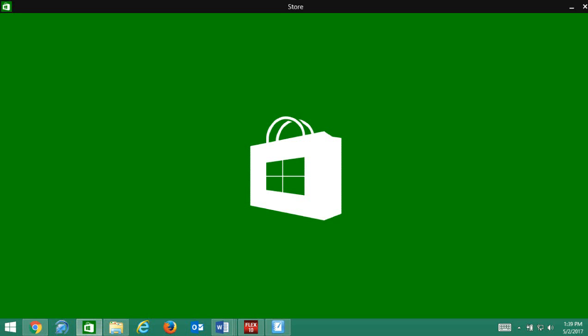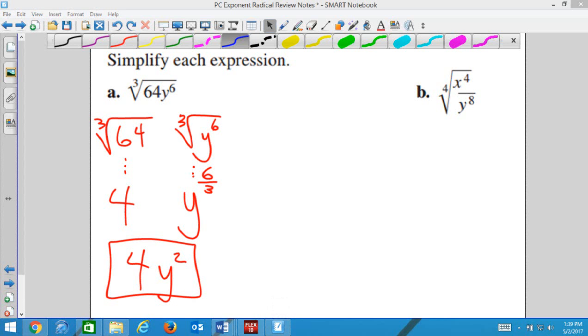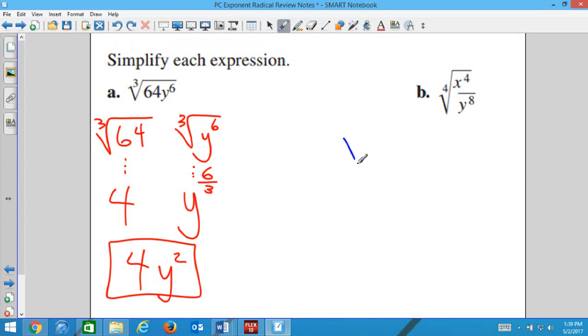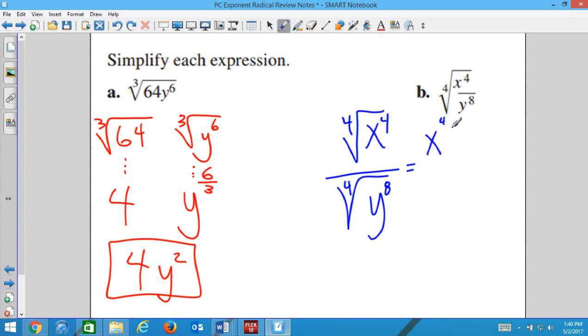Next example, we've got the 4th root of x to the 4th divided by y to the 8th. So I'm going to look inside of my root first and see if these simplify. Do they simplify inside of the root? They don't. So then I'm going to do the 4th root of x to the 4th, and the 4th root of y to the 8th separately. So we're going to think x to the 4 over 4 and y to the 8 over 4, power over root.